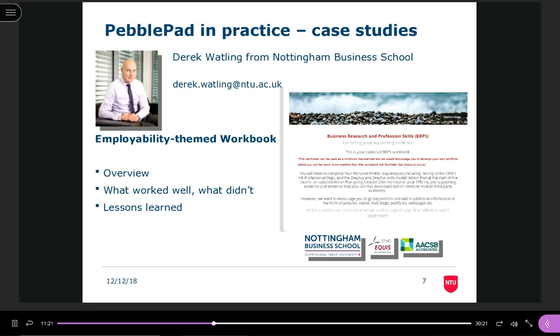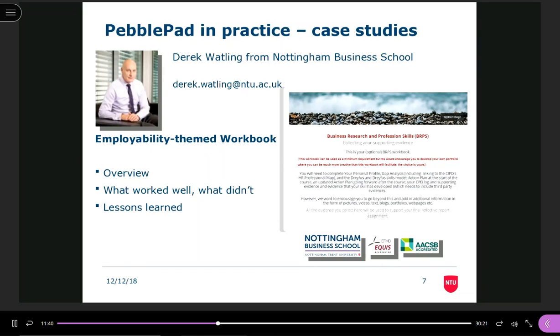Interestingly, can you guess how many chose the portfolio route, Dan? How many do you think? I don't know. Absolutely nobody at all. So all the students opted for the structured workbook. So that was quite interesting in itself. They all went for that.